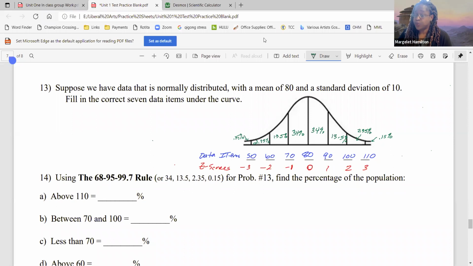All they want you to do is tell them, based on what they're asking you, what percent of the population falls between or in the realm of whatever they're asking. All right, so we've labeled. Now, if you want, you can put your empirical rule on there too as well.